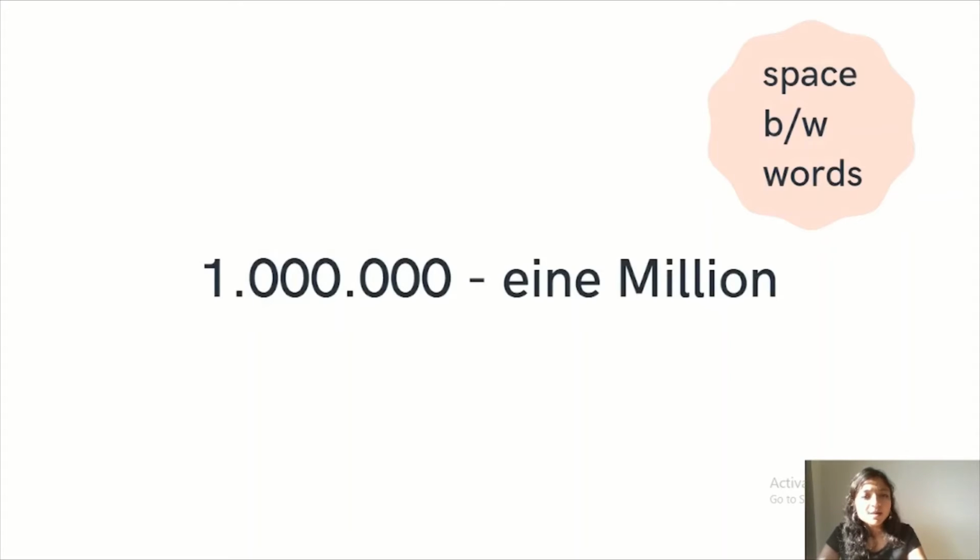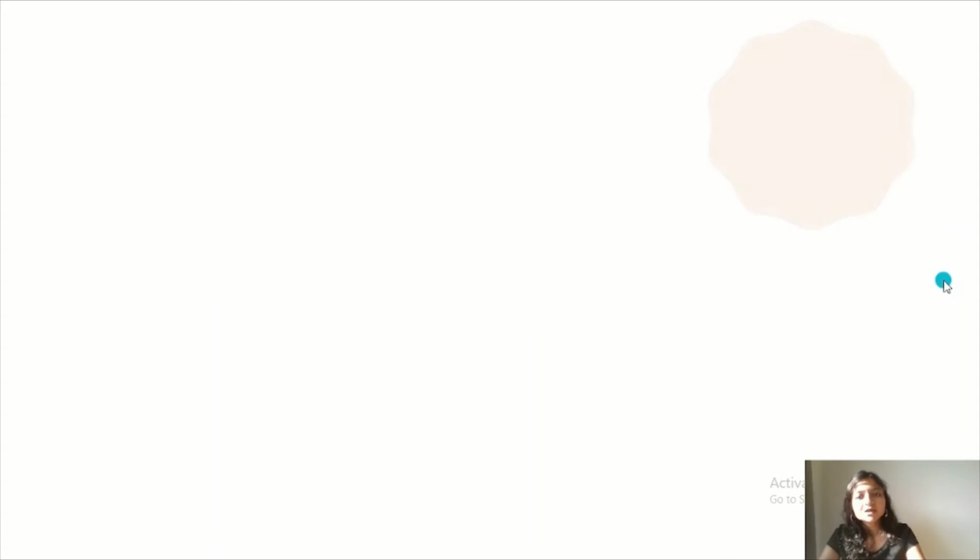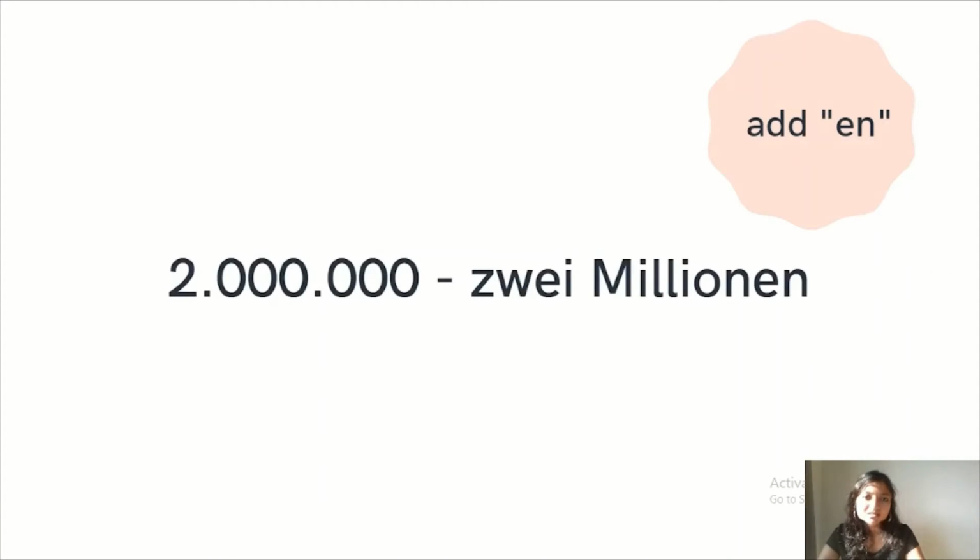Next is 1 million. It is called as eine Million. We know that 1 is called as eins, but here there is an E at the end. So we have to pronounce it as eine, and million is million. So 1 million is called as eine Million. 2 million is called as zwei Millionen. For plural, en has been added here. Please note this. 2 million is called as zwei Millionen.